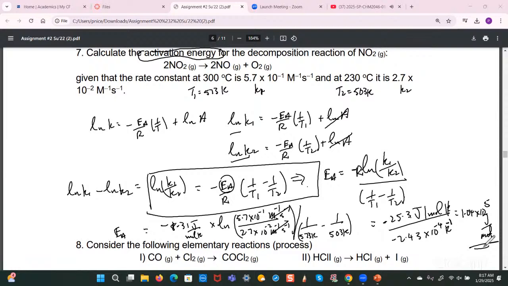This obviously would not be the most accurate, because just in case the second measurement, for example, is wrong in terms of the rate constant or the temperature, then that would just basically mess up everything, and therefore your final answer would be less than accurate. Okay, any questions about this one?